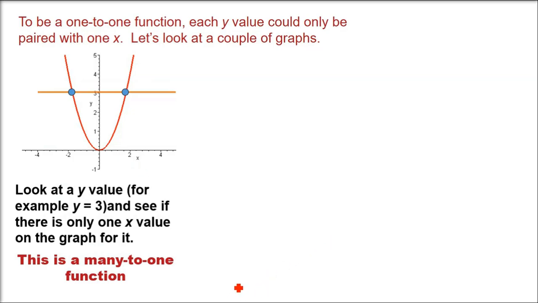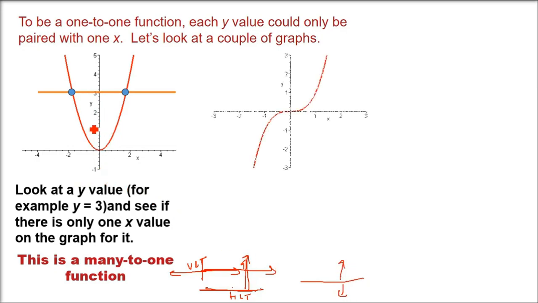So this is the horizontal line test, which we do to find out one-to-one. In the vertical line test, we pass a vertical line through the function horizontally. In the horizontal test, we have a horizontal line we pass through the graph vertically, from top to bottom. And if it is intersecting the graph in more than one point, then this is not one-to-one, this is many-to-one. That is, two x values have a single y value.